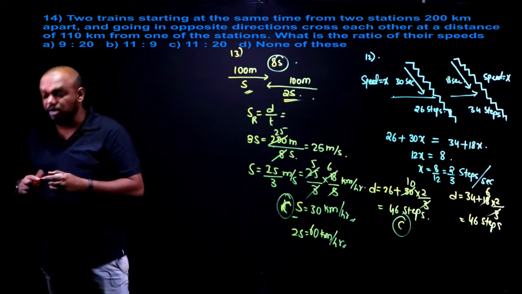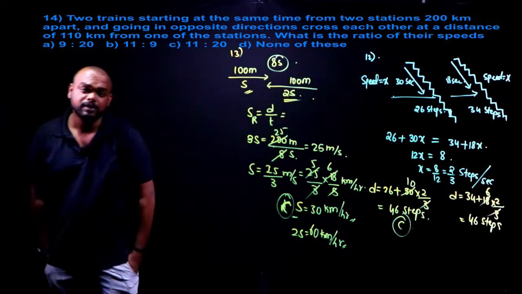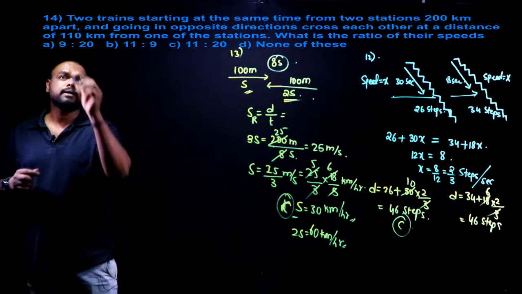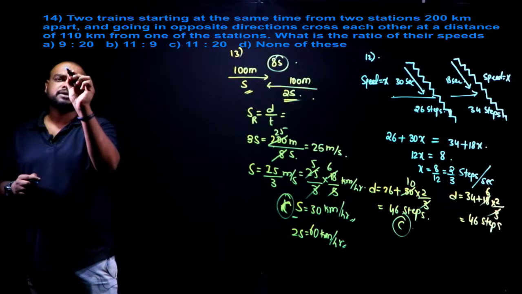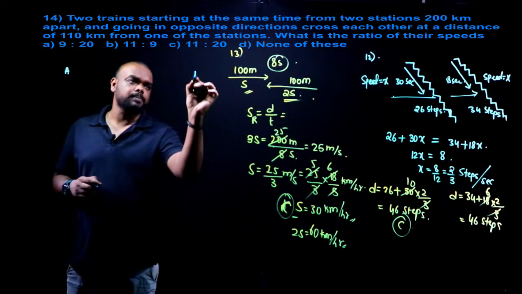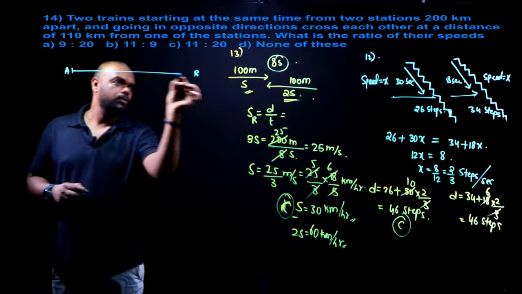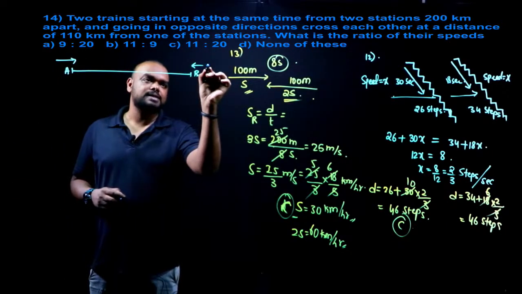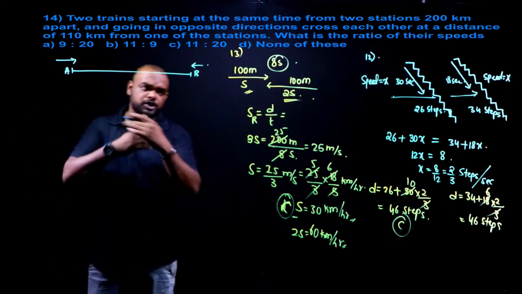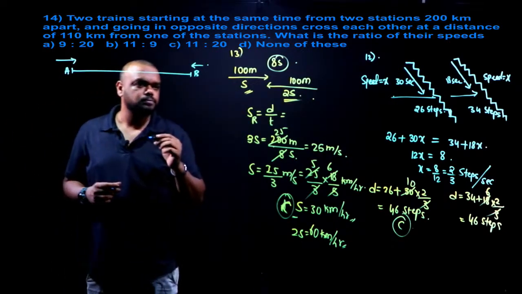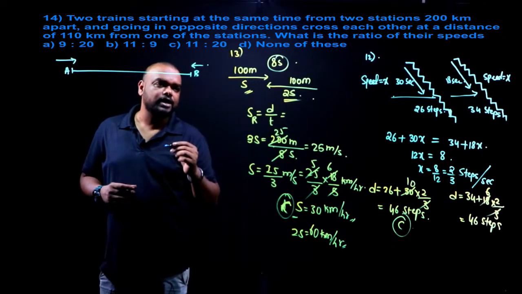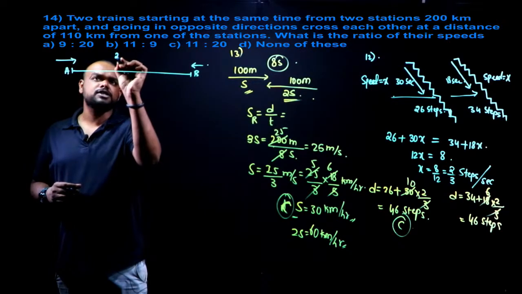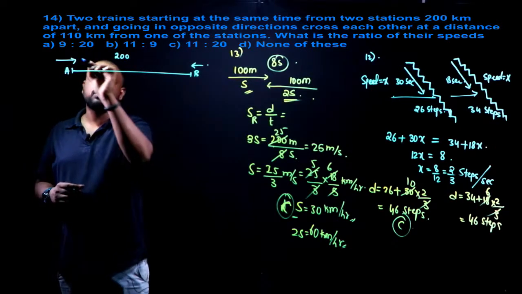What is it telling? He's talking about two trains starting at the same time from two different stations, guys. Let us say this is station A and this is station B. One train starts from here, another train starts from here. Now they cross each other at a distance of 110 kilometer from one of the stations. That's fine. Okay, let's say this total distance is 200 kilometer.